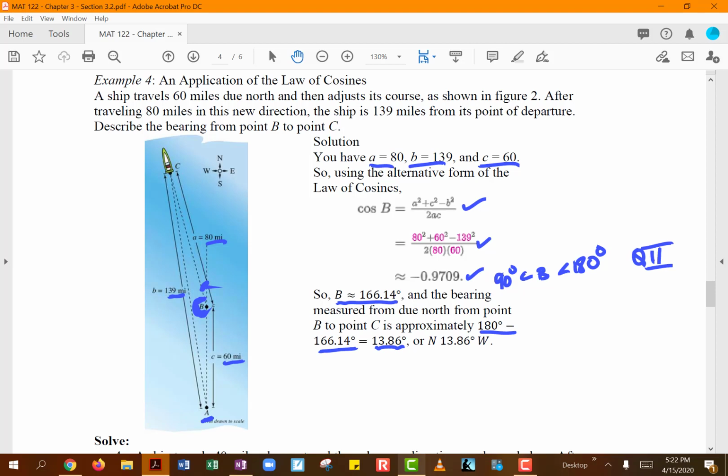And of course, from the north-south direction, when you changed course from point B to point C, you started going in the northwest direction. So you would have north 13.86 degrees west. This is how, remember, we write our bearing angles. So that's going to be your bearing from point B to point C.